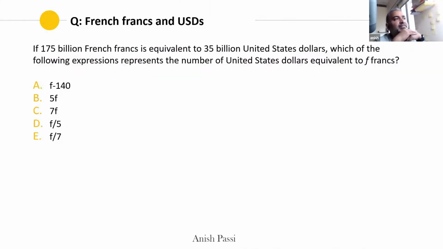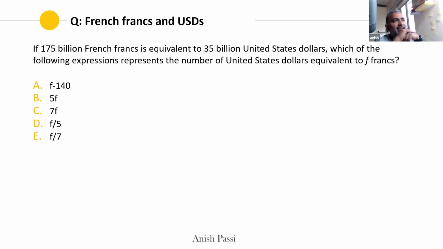If 175 billion French francs is equivalent to 35 billion US dollars. So francs anyway are not in circulation anymore. This is probably an old official question. Anyway, it doesn't matter. 175 billion of a particular currency is equivalent to 35 billion dollars. Sorry, 35 billion of another currency, US dollars.